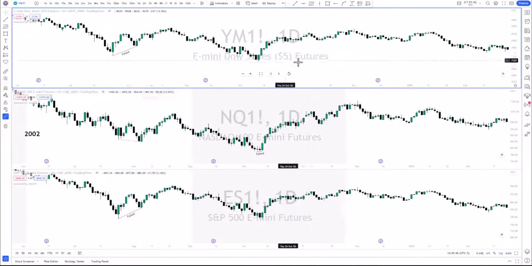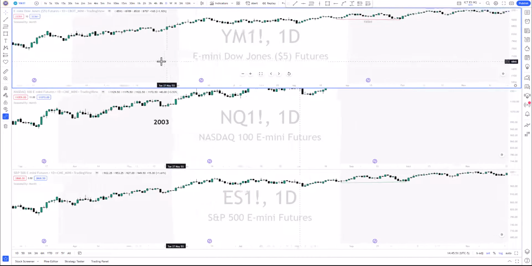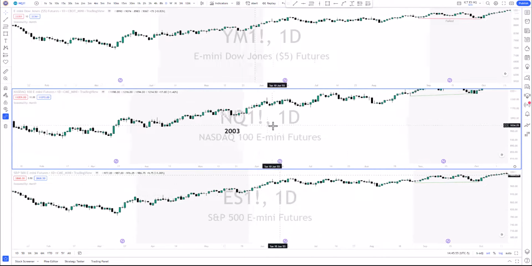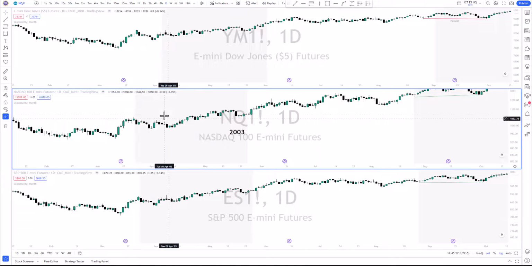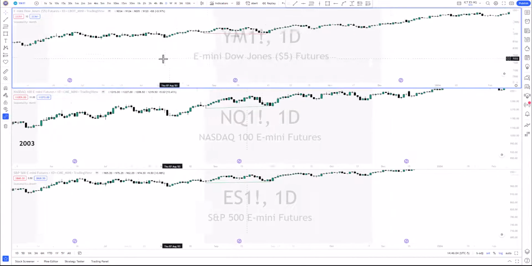So this was a pretty big move right there. So we're going into 2003 now. This was a pretty bullish year from what I can see, and we didn't really have a higher high fail and then drift lower. So I didn't really mark anything there.